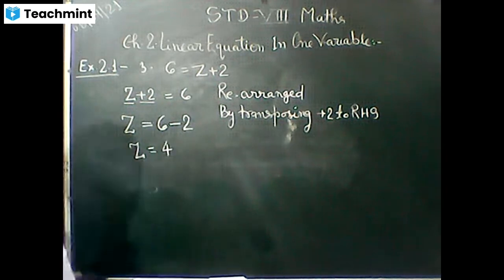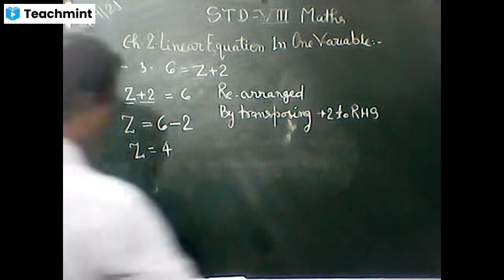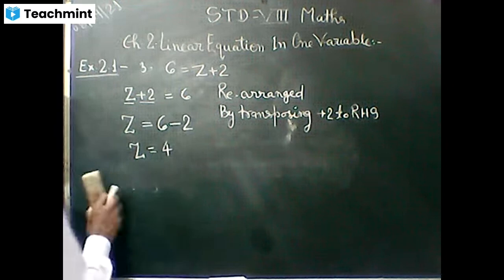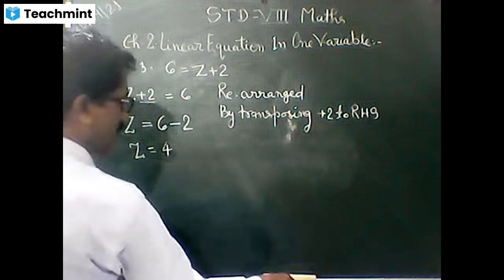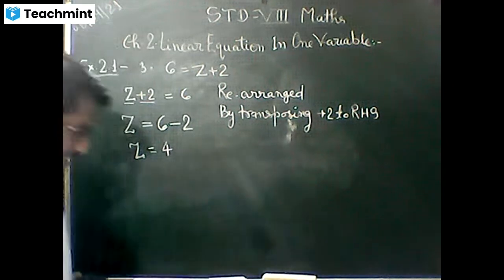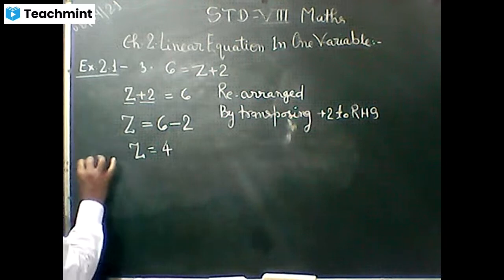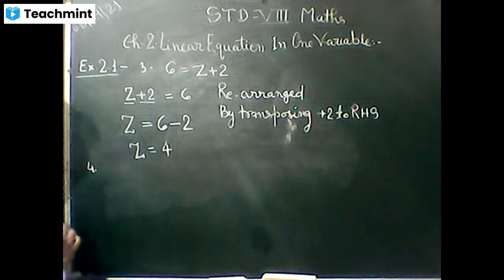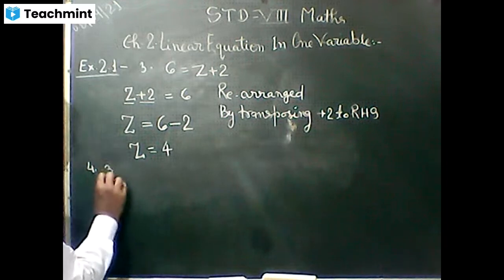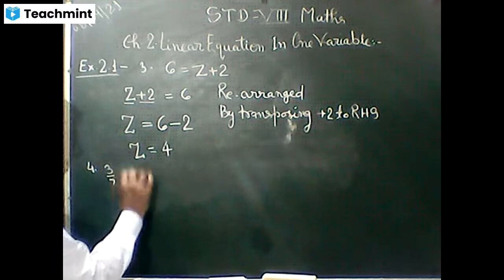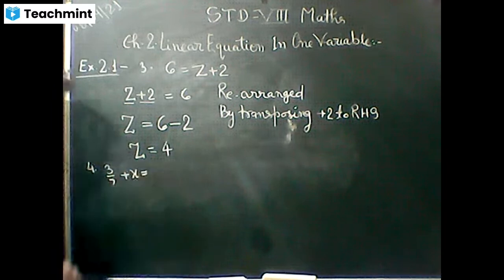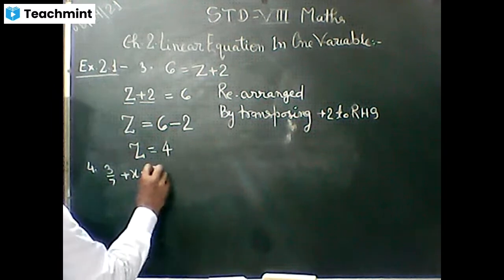These are your single operational equations. So you have to solve them. Now we can visualize our fourth problem. That is also written in rational numbers. Our fourth problem is written as 3 by 7 plus x equal to 17 by 7.